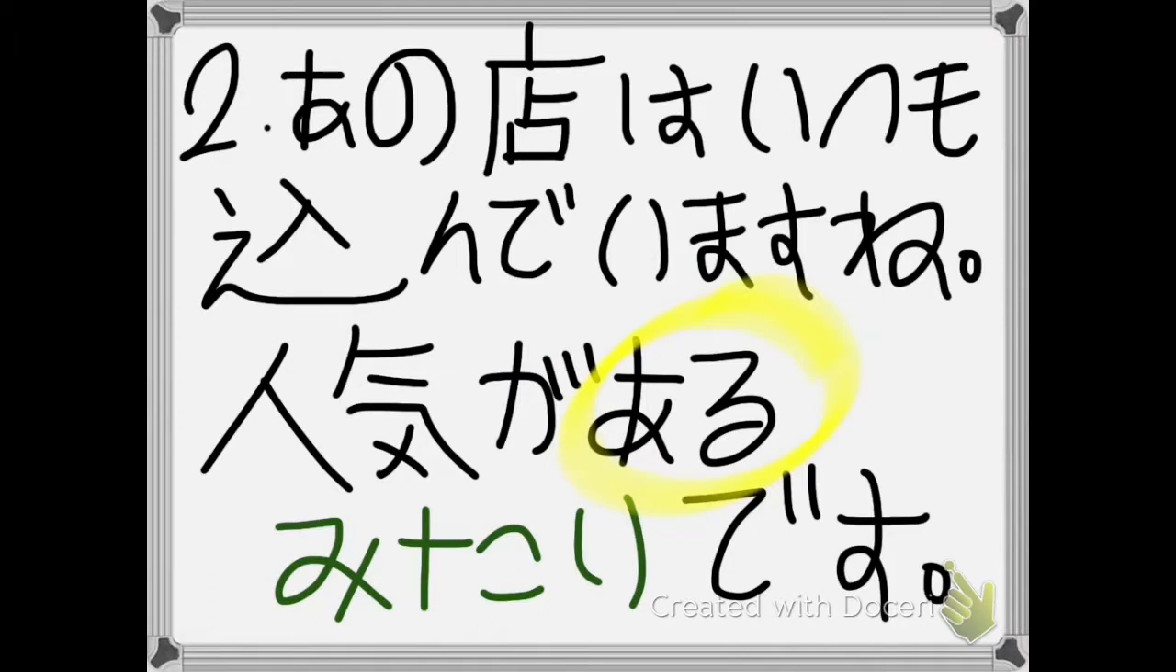Ano mise wa itsumo konde imasu ne, ninki ga aru mitai desu. That shop is always crowded. It seems that it is very popular. So as you can see, the verb aru is used before mitai. Aru is the root form of the verb arimasu. Whenever a verb, an e group or an a group adjective, or a noun is used before mitai, they are used in their plain form.